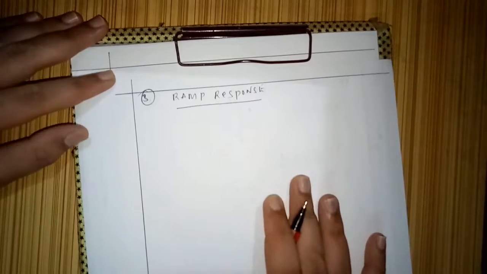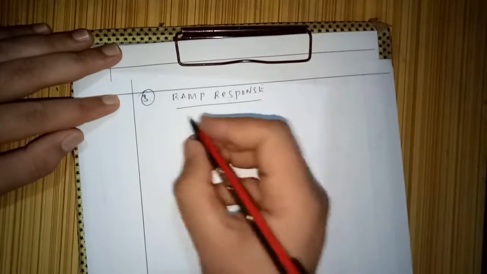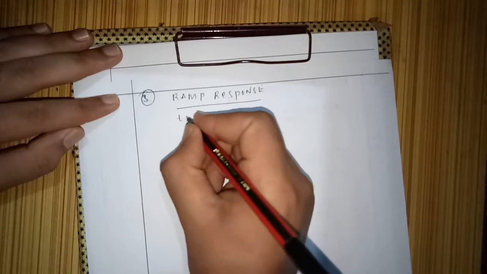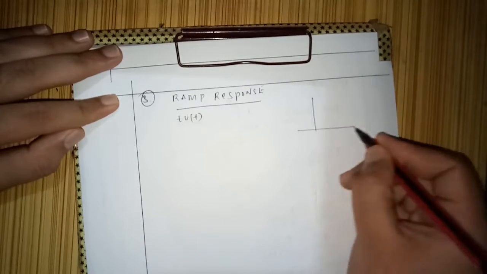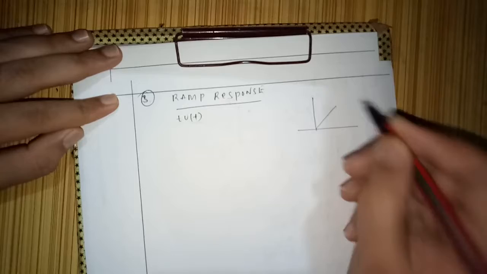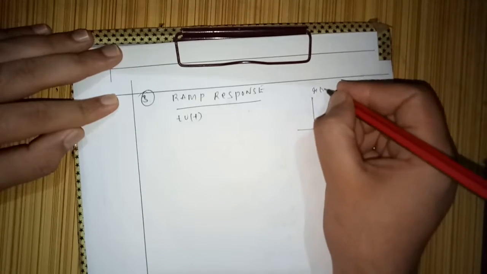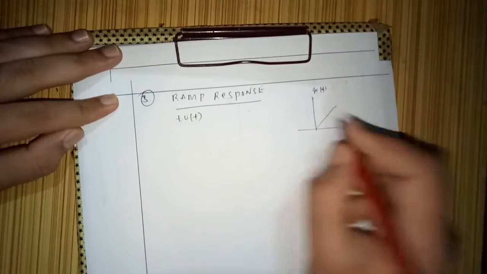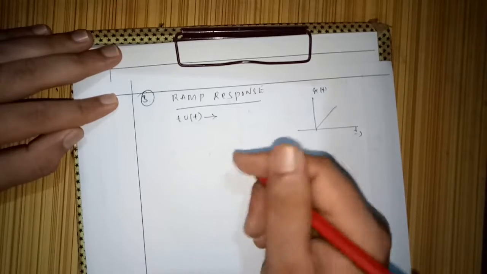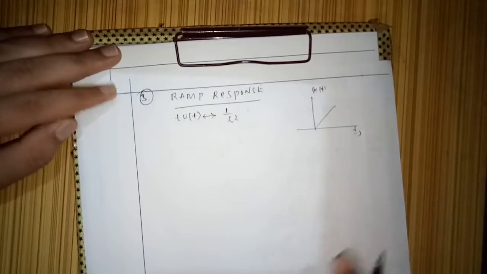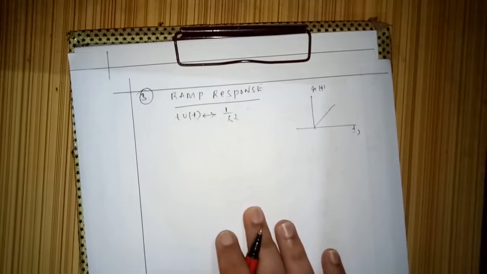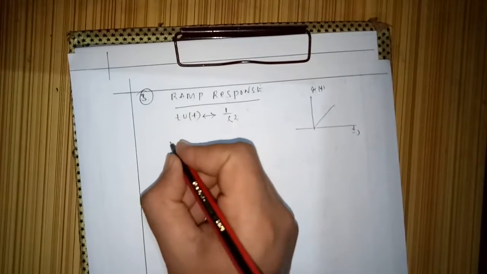Right, so a ramp response. We know ramp is nothing but t u(t), and it will be like this. This is our ramp function, right? And when we take its Laplace transform, it comes out to be 1 by s square. So let's analyze this thing.